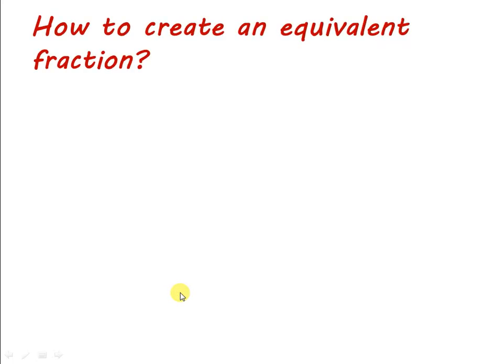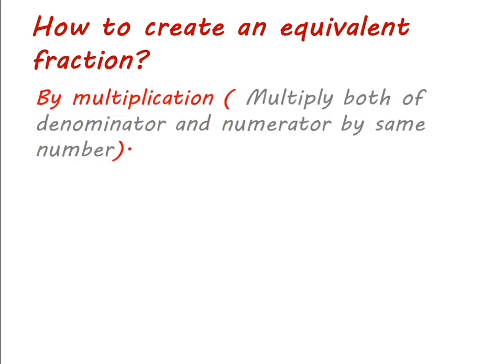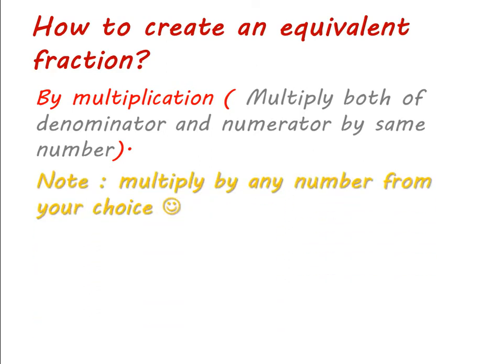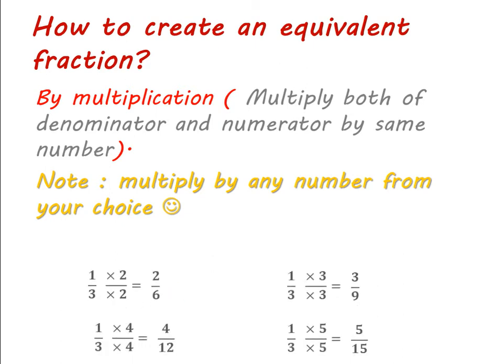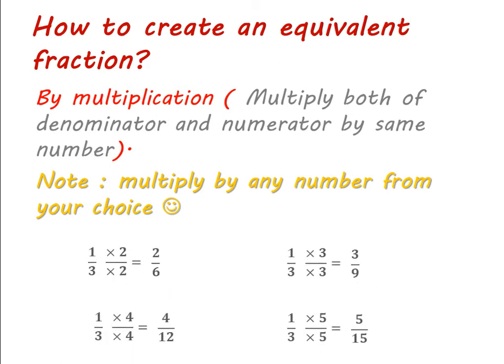The next question is how to create an equivalent fraction. By multiplication: multiply both the denominator and numerator by the same number. Note, multiply by any number of your choice. For example, if you love to multiply by 2, you can multiply by 2 up and down, by the numerator and denominator, to get your favorite equivalent fraction.